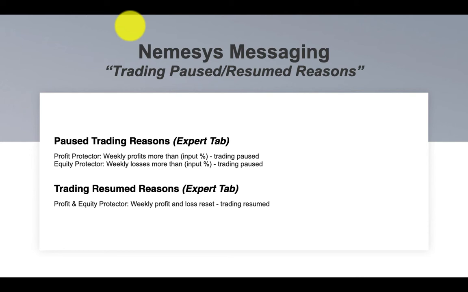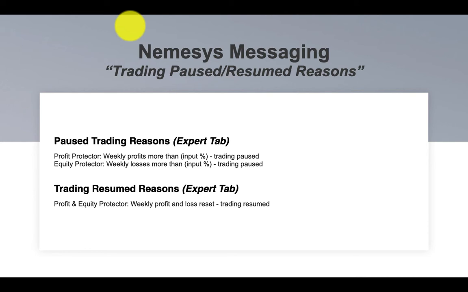So in the experts tab, it'll let you know, hey, profit protector, your weekly profits more than input percentage, trading paused. So if you have your profit protector at 10% and you are at 10% or more, it will let you know, and it'll let you know that trading is paused for the week. You got to wait till the following week. Equity protector, weekly losses more than input percentage, trading paused. That means if you put in 5% for a weekly protector and your losses are 5% or more, it will stop trading for the week. You got to wait until the following week.